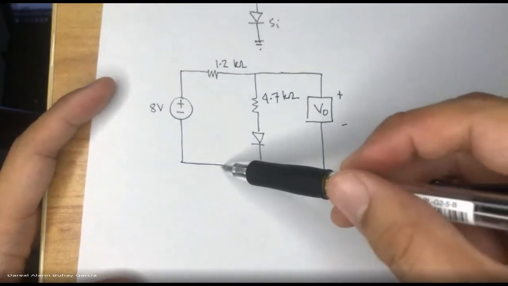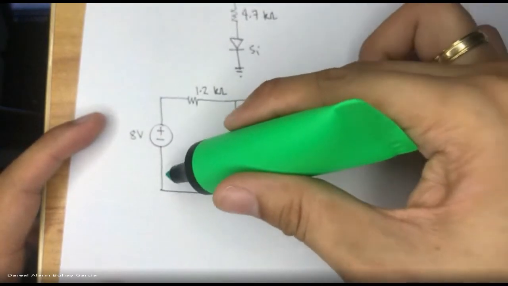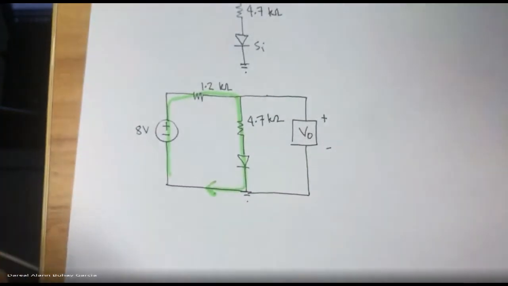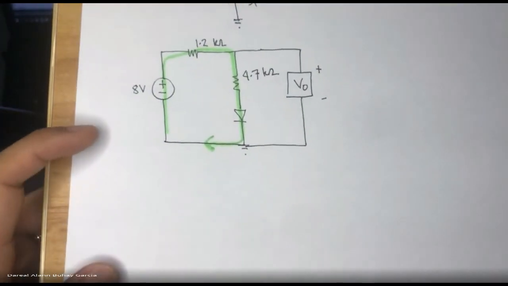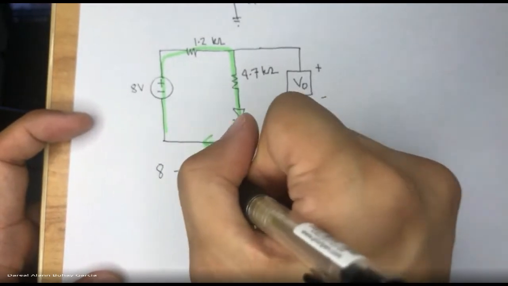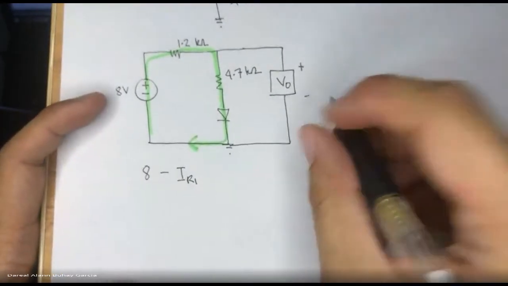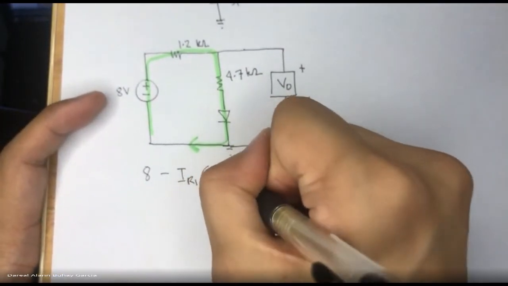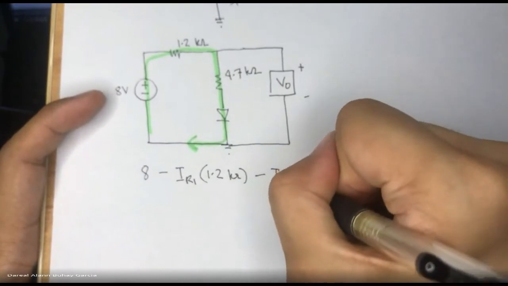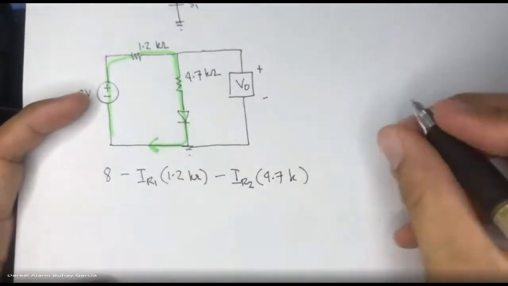So the same as before, we use KCL. Kirchhoff's current law here. Actually, KVL, the term should be KVL. This is KVL here. So 8 minus the current of R1, 1.2K, minus the current of R2, minus 0.7.